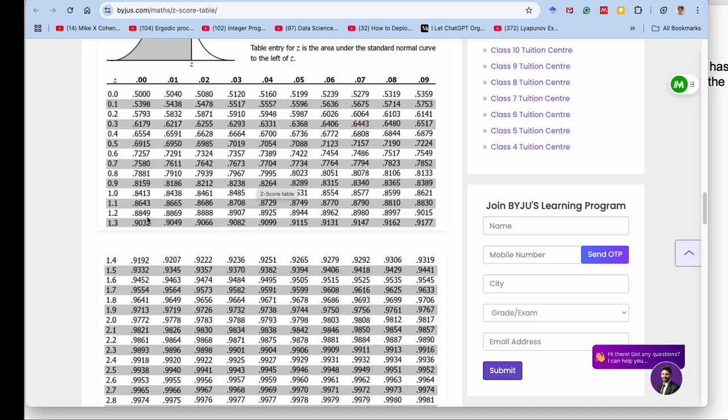So 0.88, 0.89, 0.8925, it's here. Can you see my mouse here? It's 0.8925, which is row 1.2 and a column of 0.4. So what z-score the guy looked at? The guy must have looked at a z-score of 1.24, right?